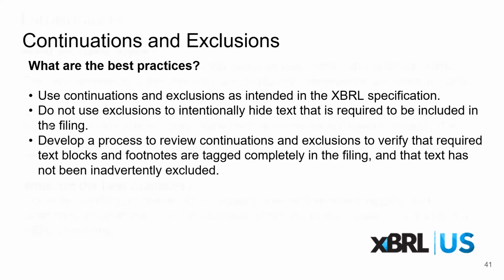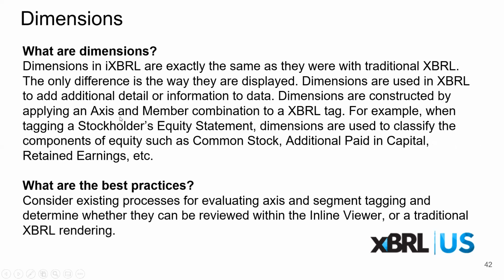Okay. Going a little fast here, but we are running short on time, so I just want to make sure we get to everything. So what are dimensions? They haven't changed. Inline XBRL dimensions are the same as regular XBRL dimensions. The only difference is in how they're displayed. You're going to tag things with the same level of dimensioning. It's still the same requirements. So whatever review process you're using for verifying dimensions in regular XBRL, you're going to have to keep that process. You can use the SEC's viewer to augment that process, or you can still use the traditional viewer to view it in your current process.